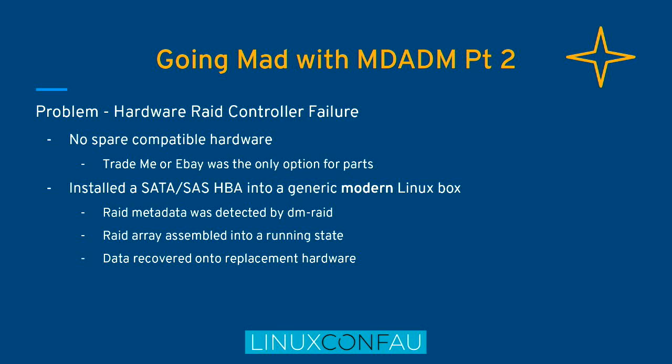So we're starting to look at TradeMe and eBay to try and get a controller that we could actually try and recover the data. What happened was, while we were doing that, we got an old Linux box, put in just a straight HBA, no RAID controller, plugged the disks in, Linux booted, discovered the RAID metadata, reassembled the RAID array, thanks to DMRAID, and we were able to back up the data onto some new hardware and move on. So the capabilities in the Linux kernel are sometimes just outstanding, amazing, and saved my life.